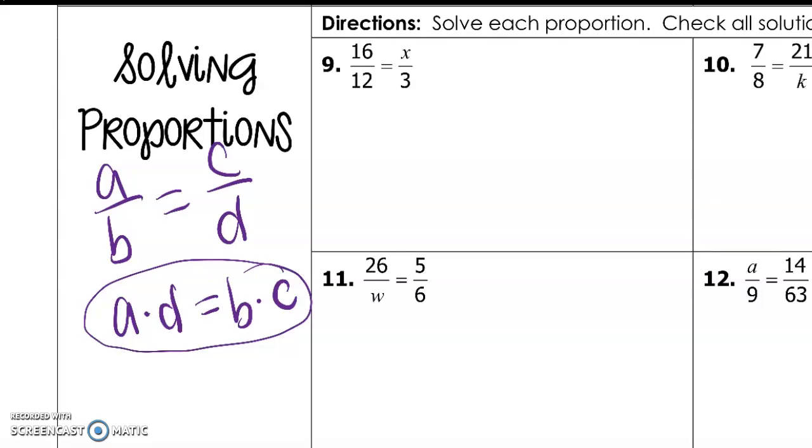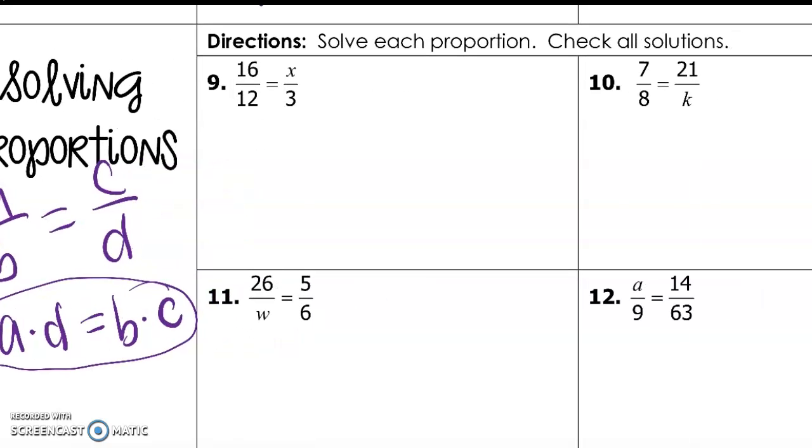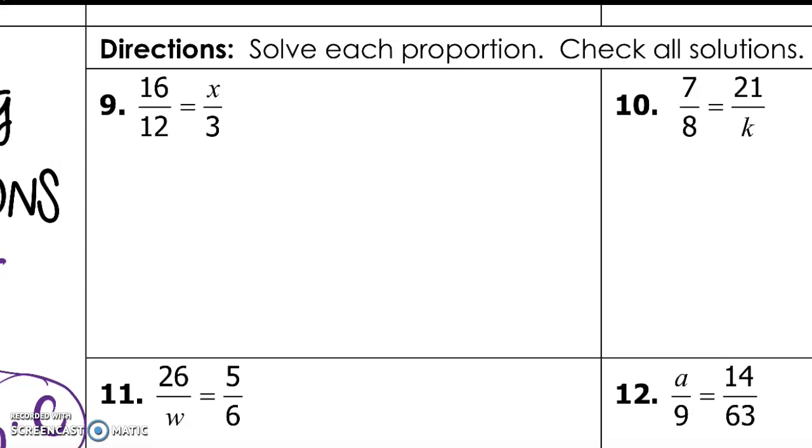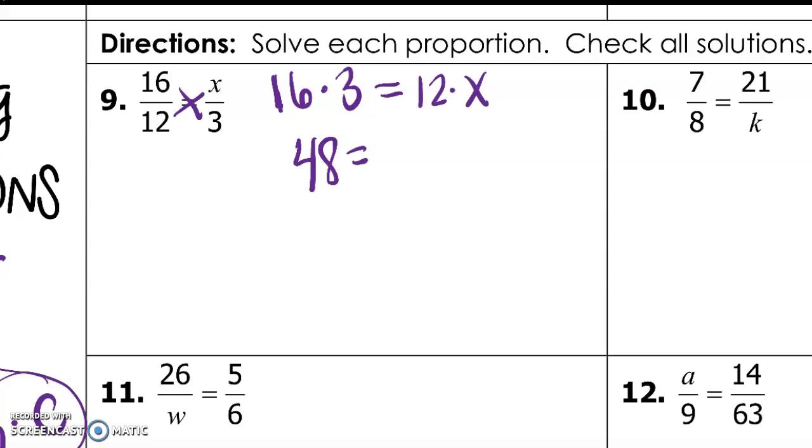All right, so I'm going to do it in that exact order, but then I'll tell you on the next one, I would actually do it differently. Okay, so if I do it in that order, I'm going to take 16 times 3 equals, most people forget to put the equals between the two, 12 times x. All right, now you do not have to write that first step out. If you are comfortable just doing the multiplication all at once, you can go ahead and do that. So 16 times 3 gives me 48 equals 12 times x. We just write that as 12x.